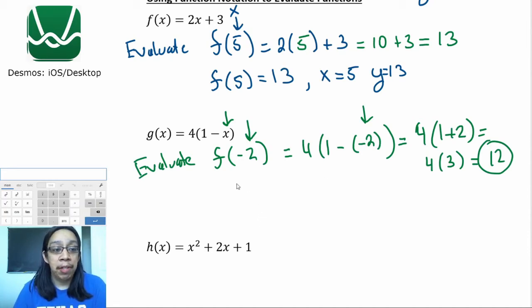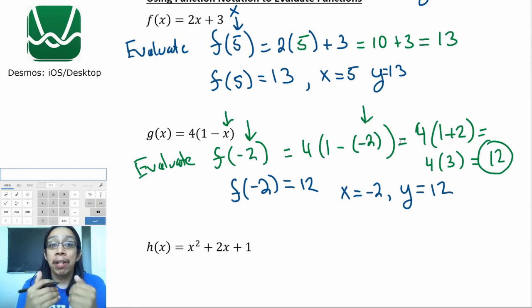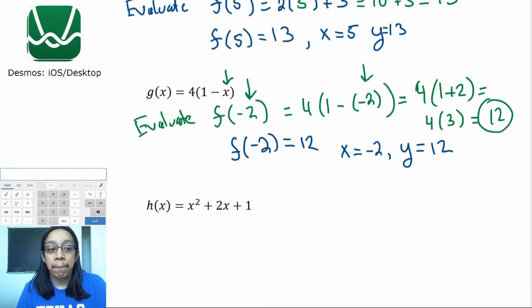visualizations. Same thing over here. So that means that after we're done, when we inputted negative 2, f of negative 2, our final result was 12. In other words, when x was equal to negative 2, y was equal to 12. So again, what's the idea here? We're going to take the number that's given to us, the number that they're asking us to evaluate, and input it into our variable and simplify. So we're almost done here. Let's look at one more example.